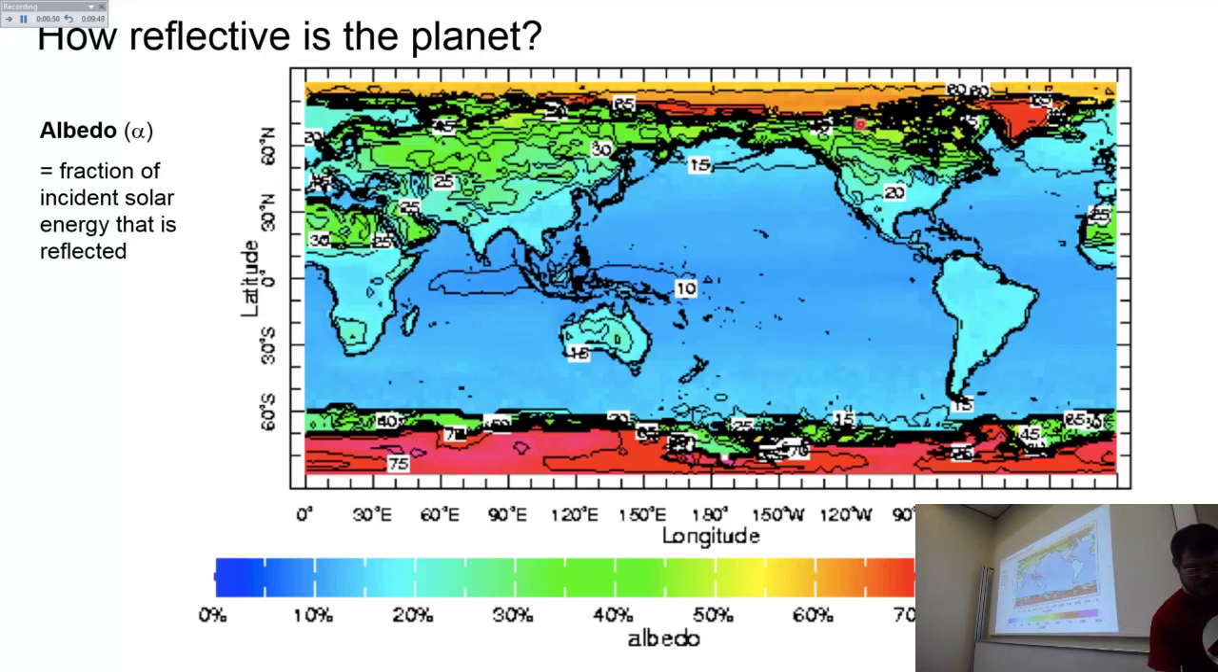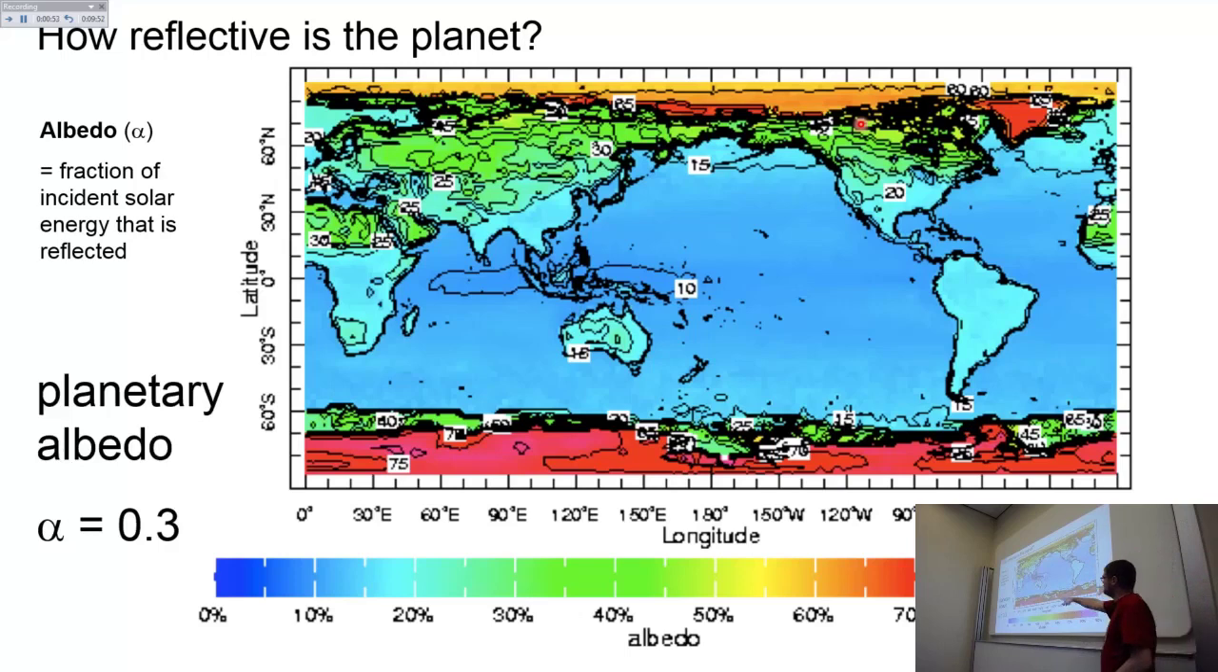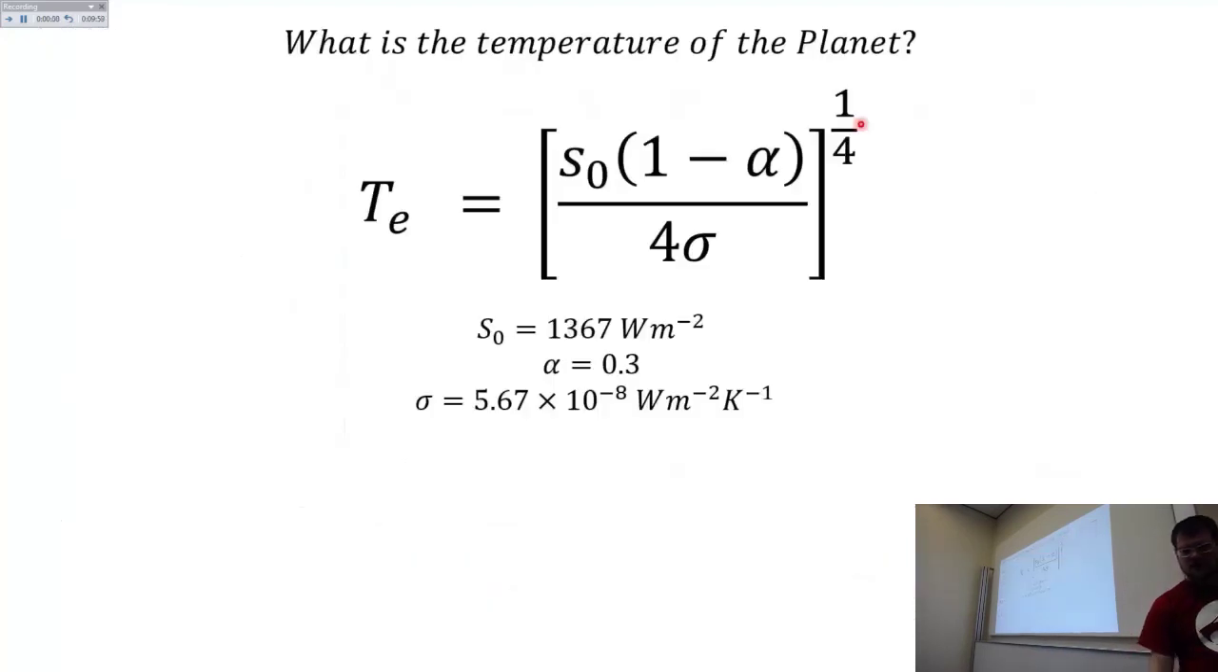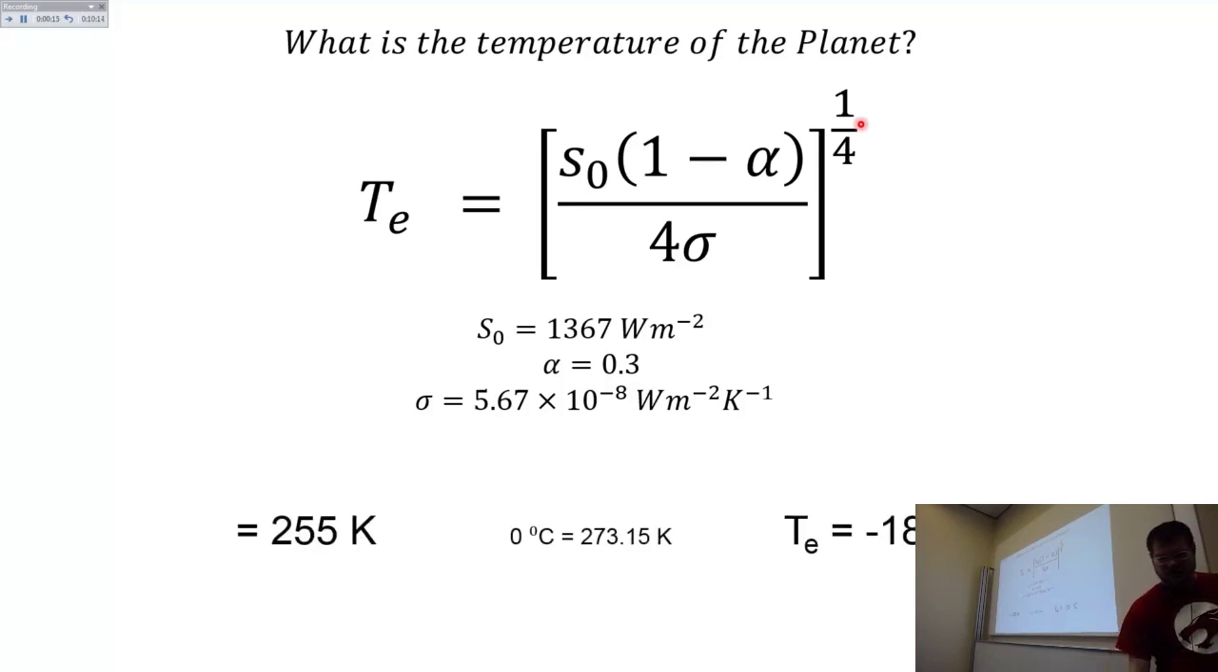So the average value is about 0.3, averaged over the whole Earth. It's not the same everywhere, but it's approximately 0.3. So we can plug numbers that we know into this equation. We know the solar constant, we know alpha, we know the emissivity, that's 0.3. We know the Stefan-Boltzmann constant, which is that thing down there. We can plug those numbers in and get an answer of 255 Kelvin, which is minus 18 degrees Celsius.